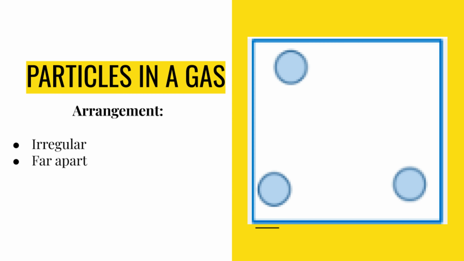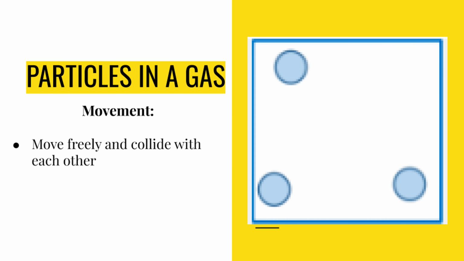Lastly, we have the particles in a gas. In terms of arrangement, they are irregular and they are far apart from each other. This is well demonstrated by this diagram. In regards to movement, they move freely and collide with each other.